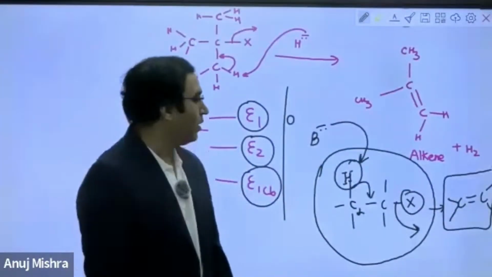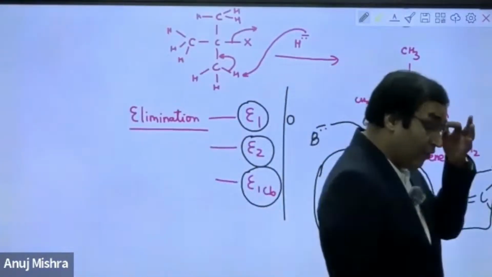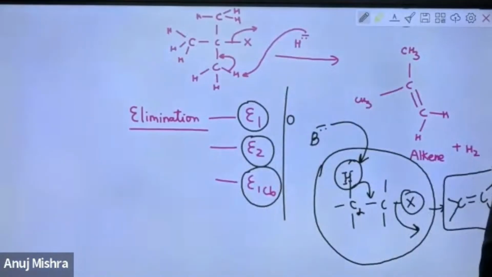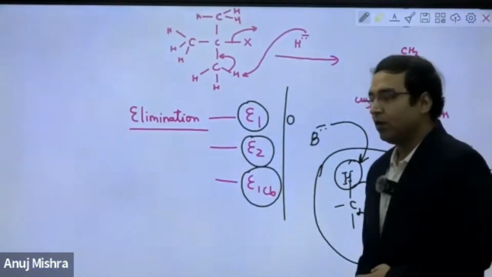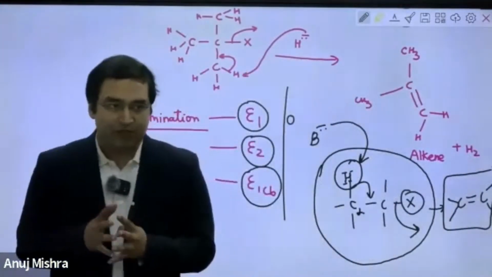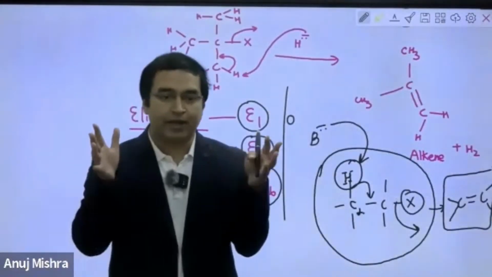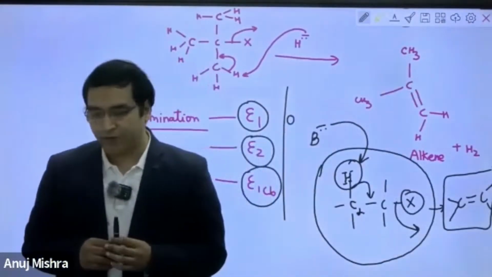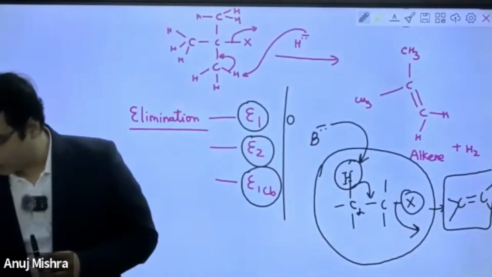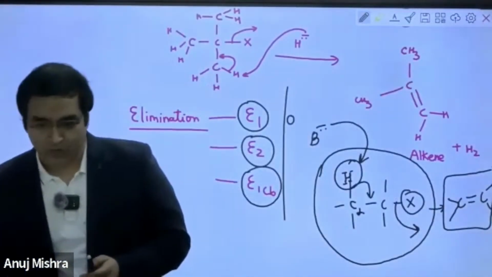Have you done E1, E2, E1CB in school? No. Okay. So these are 3 parts. Now just look at my hand and try to understand this in some different way. Can someone give me a pen?